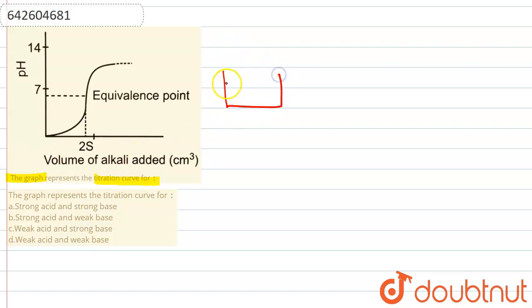So what exactly is happening? We have, let's say, taken an alkali in a container, or we can say acid we have taken in a container, and then from a burette we are continuously adding the alkali. And then what is happening? There is the constant neutralization of acid with the alkali that we are adding in the container, right?